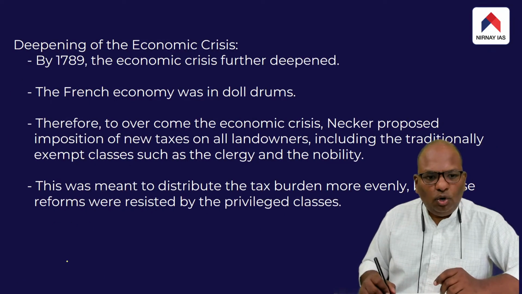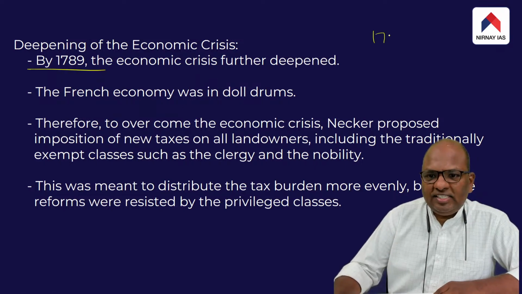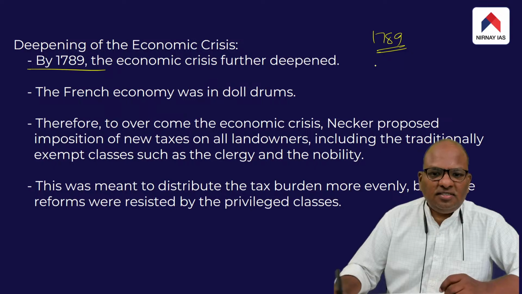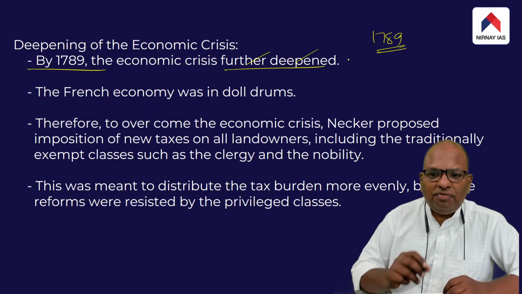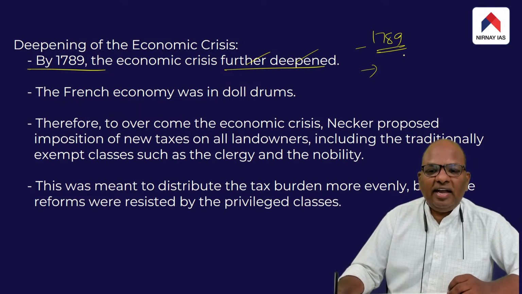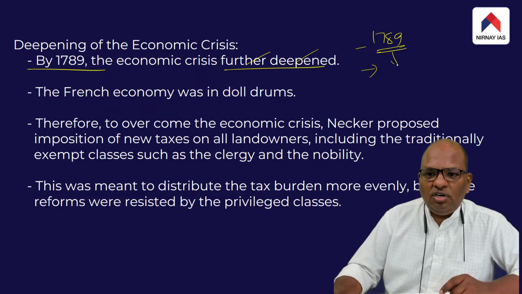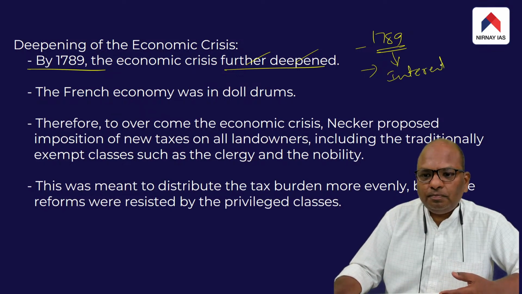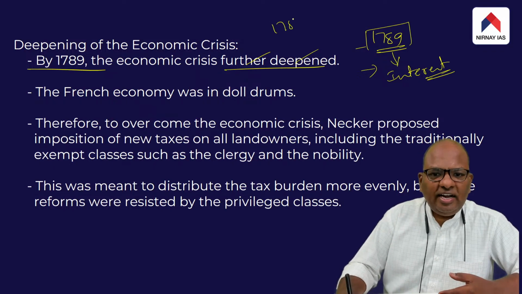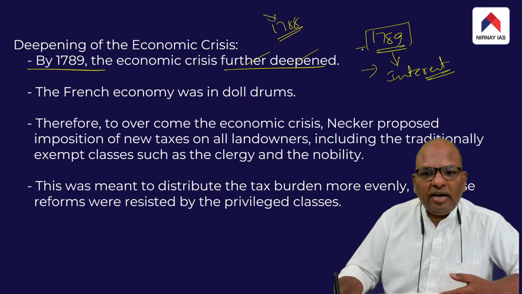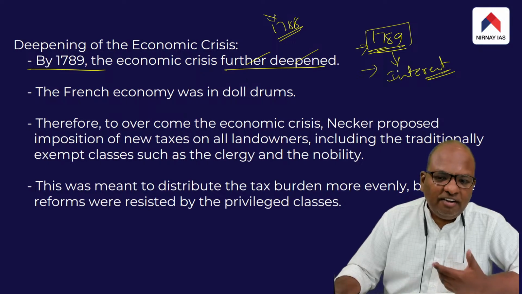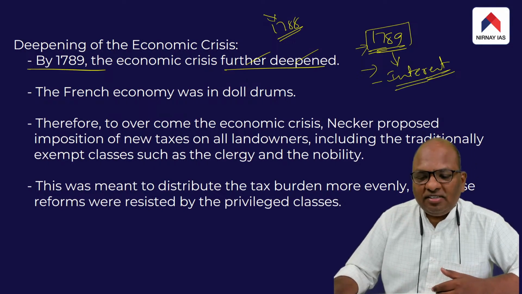This is what happened. So what happened by 1789? By the end of 1789, the economic crisis further deepened in France. That is, France was in great economic distress by 1789. So basically, there was not much money left in the royal treasury even to pay interest on the loans. By 1788, there were already too many economic problems in France, but by 1789, these economic problems further deepened. So basically, there was not much money left in the royal treasury even to make interest payments on the loans.